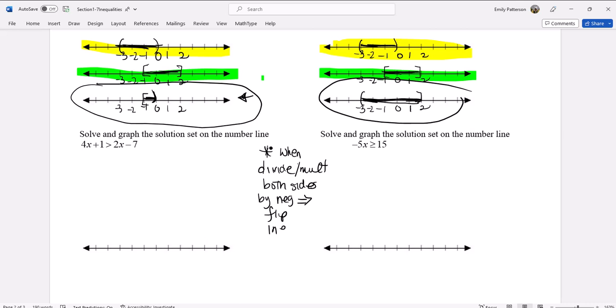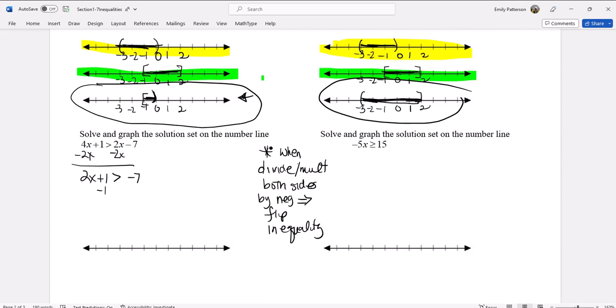We have to flip the inequality. So let's do this as an example. I'm going to subtract 2x. We're going back to pre-algebra here. And this is now 2x plus 1, and this is -7 over here. Take the time to carry down the inequality.